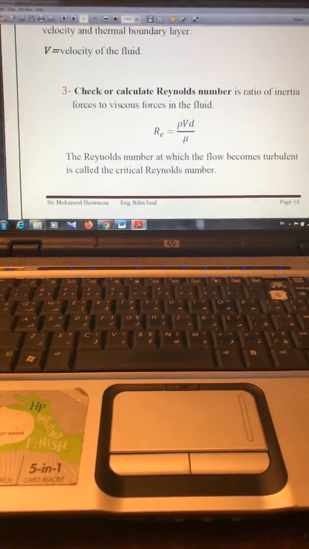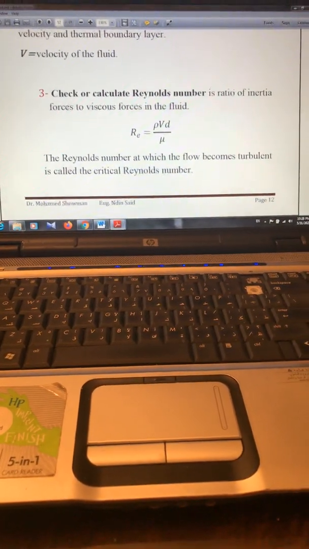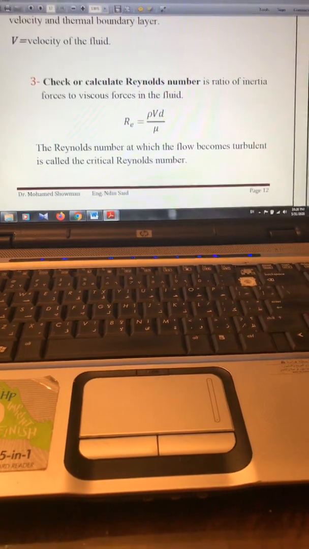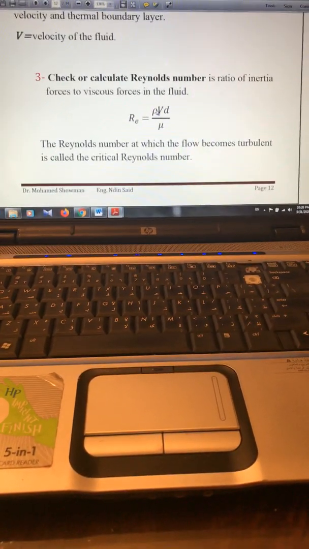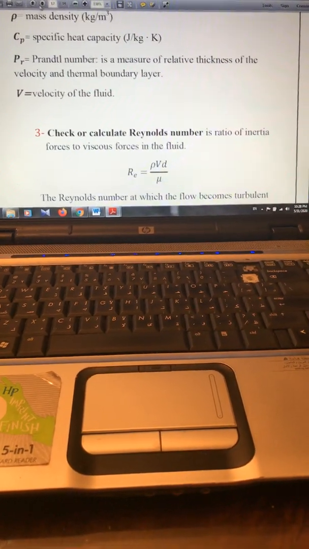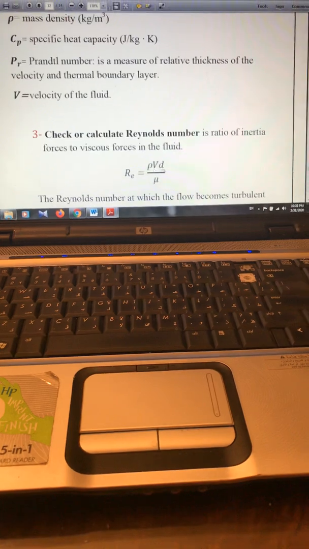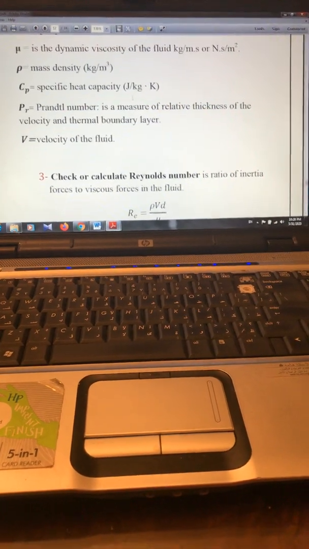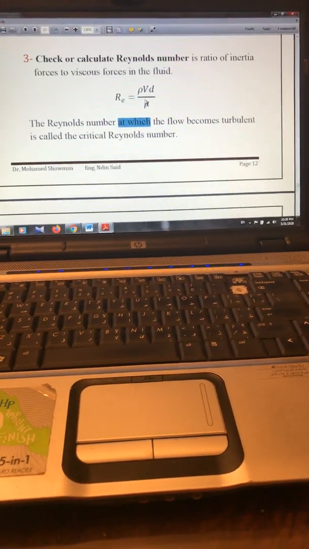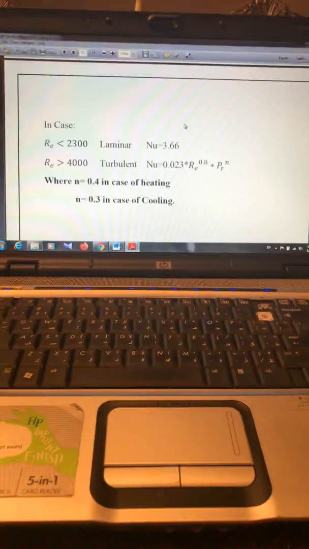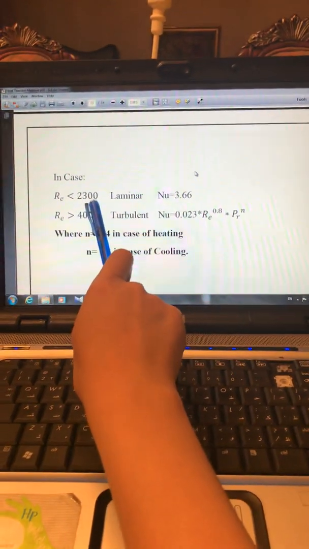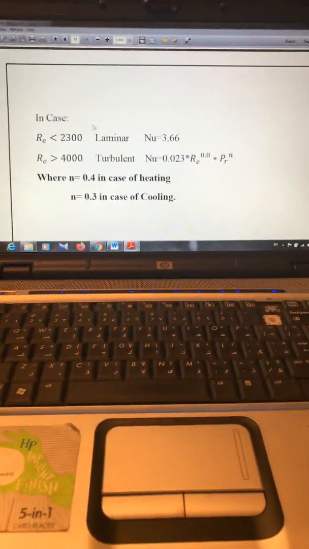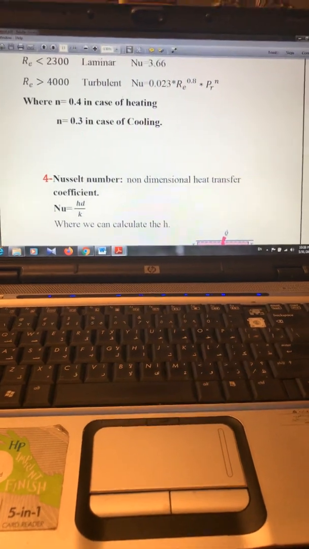The third part in the steps for any problem related to forced convection is the Reynolds number. Reynolds number is rho V D over mu, where rho is calculated from the table, V is the velocity which will be given, D is the diameter, which is also given, and mu is the dynamic viscosity, which will be given. Once you calculate the Reynolds number, you have to check whether it is smaller than 2300, in which case the flow is laminar and Nu is constant. Nu is the Nusselt number.